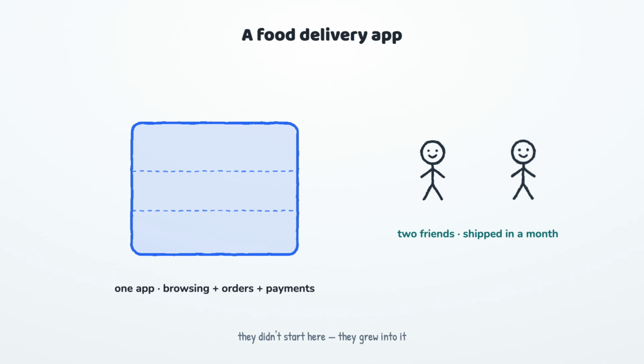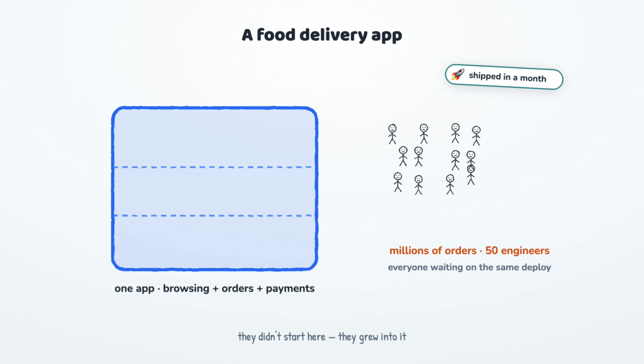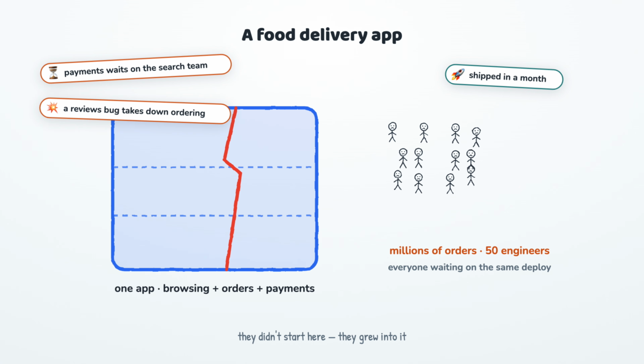Now picture a food delivery app. Day one, two friends are building it. One program handles the browsing, ordering, and payment, a monolith. Perfect, they ship it in a month. Now 2 years later, millions of users order, 50 engineers. Now the payment team can't ship a fix without waiting for the search team's code. A bug in restaurant reviews takes down the ordering. That pain is the signal.